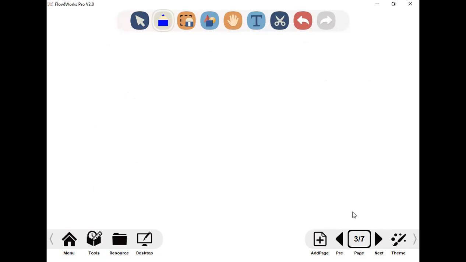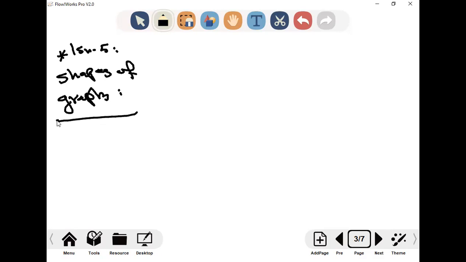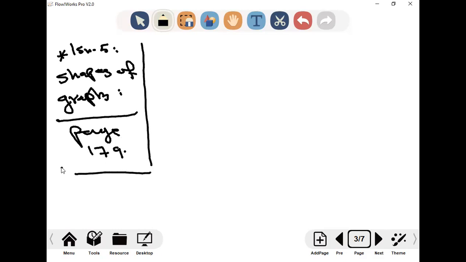Lesson 5: shapes of mean graphs. We are on page 179. Ready? Yeah. Now look here.